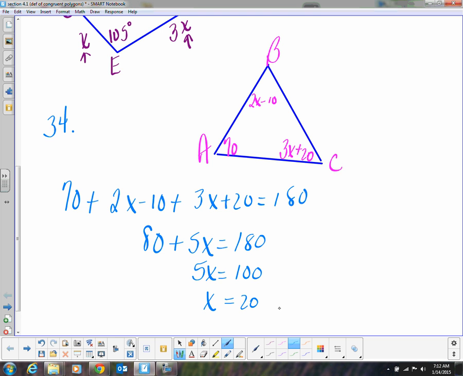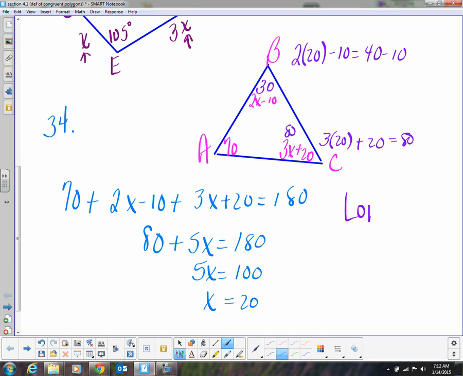So we know this is 70. How do I get B? So B is going to be 2 times 20 minus 10, which is 40 minus 10, which is what? 30. And then we got 3x plus 20 down here, so we're going to have 3 times 20 plus 20, which is 60, 70, 80. All right, let's see, what did they say? Longest side. Who's longest? A, B. Next question.